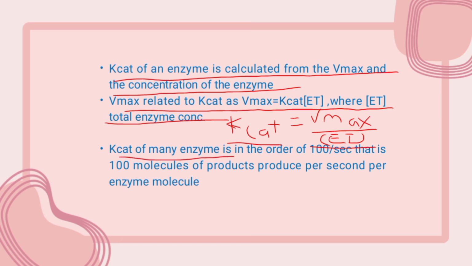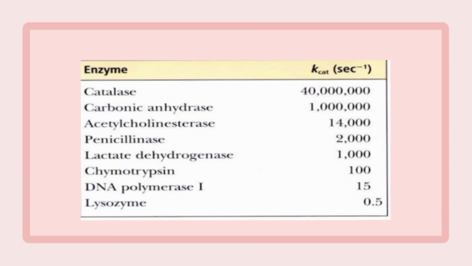Kcat of many enzymes is in the order of 100 per second, that is, 100 molecules of product produced per second per enzyme molecule. Here are some turnover numbers of enzymes, in which catalase has the highest turnover number while lysozyme has the lowest turnover number.